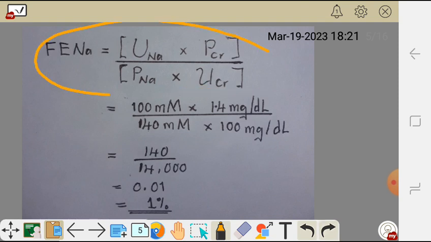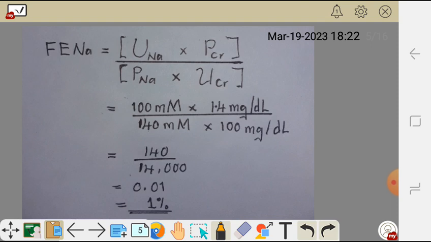Remember, this formula comes from two formulas. We have combined the formula for sodium clearance over the formula for creatinine clearance. Then the overall simplified formula is this formula here. If you want, you can calculate the clearance of sodium, then the clearance of creatinine, then divide the two and multiply by 100, and you get your answer. But in this simplified formula, this is what we use.